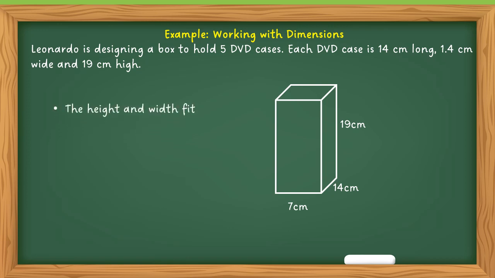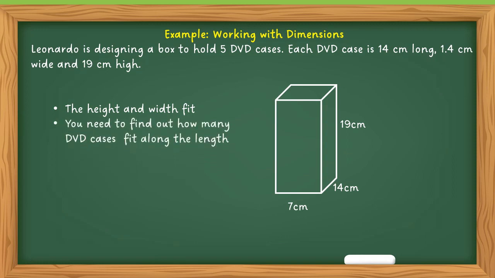So the height and the width fit. If you look at there, the height is 19 centimeters, so that fits snugly in that dimension. The case is 14 centimeters long, so it'll fit lengthwise in the casing. That just leaves us with the width here. Okay, and you can see that every one of the DVDs is 1.4 in width. So all you do is take this 7 centimeters and divide it by 1.4, and that will tell you how many DVDs you can fit in there.